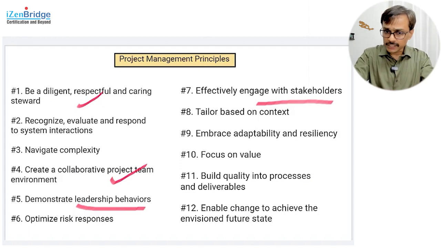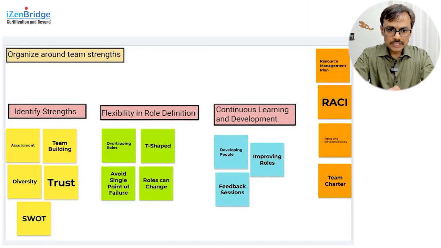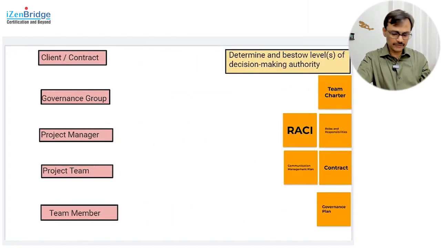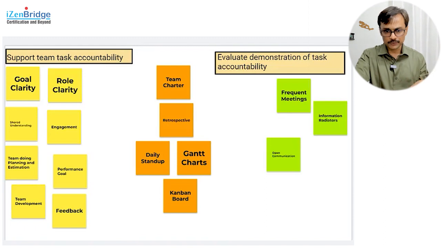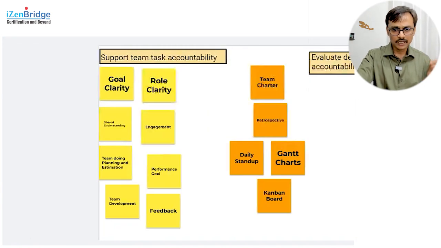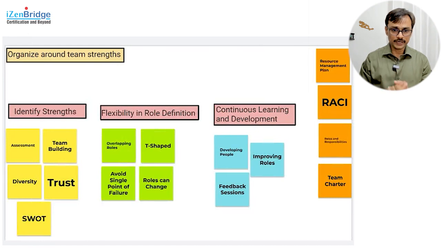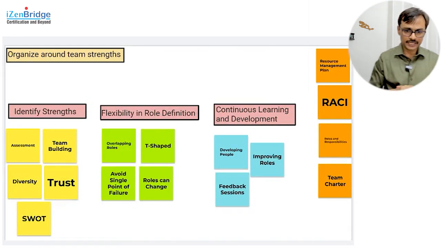So, let's get into a little bit of detail. So organize around team strength. That's the first subtask. Then we will talk about, we are using a different sequence than the enabler, we will explore determine best levels of decision making authority, and then we will explore supporting team task accountability and evaluate demonstration of task accountability. So all the 4 subtasks we will explore one by one. So let's start with the first one: organize around team strengths.